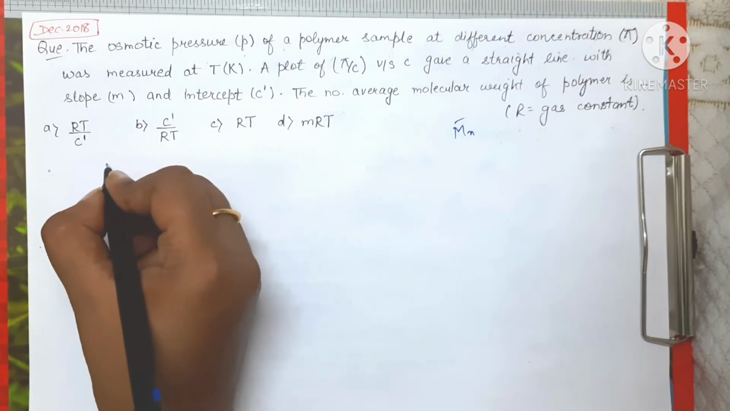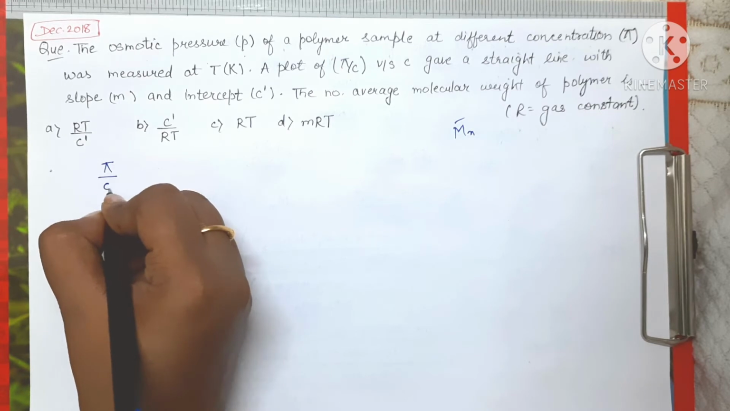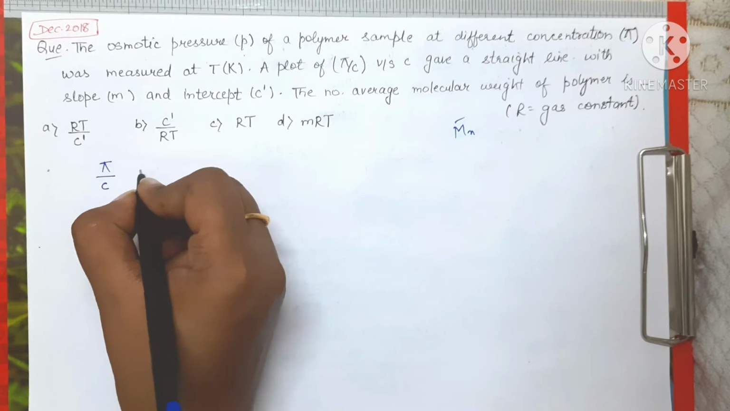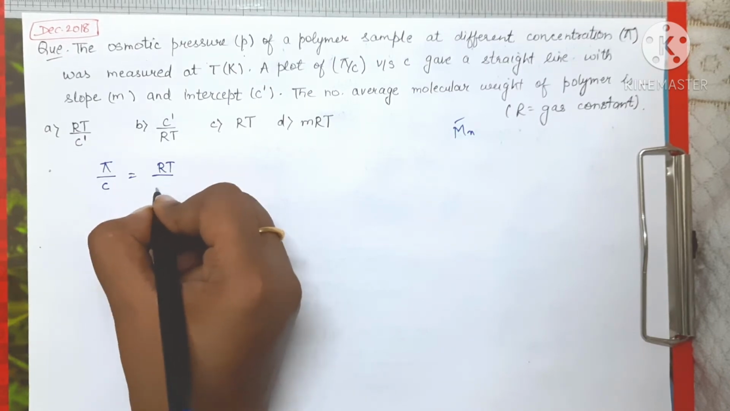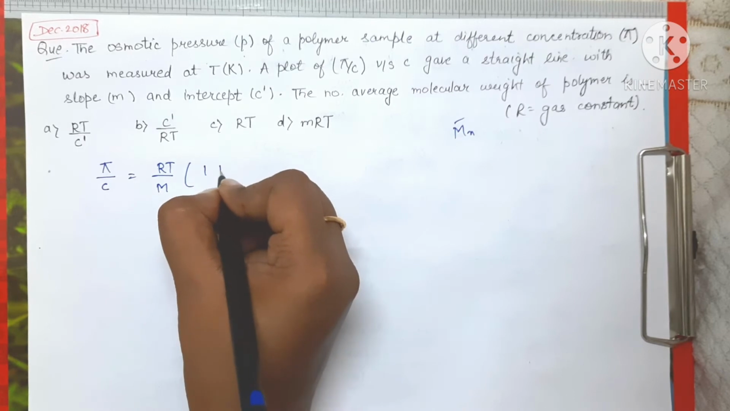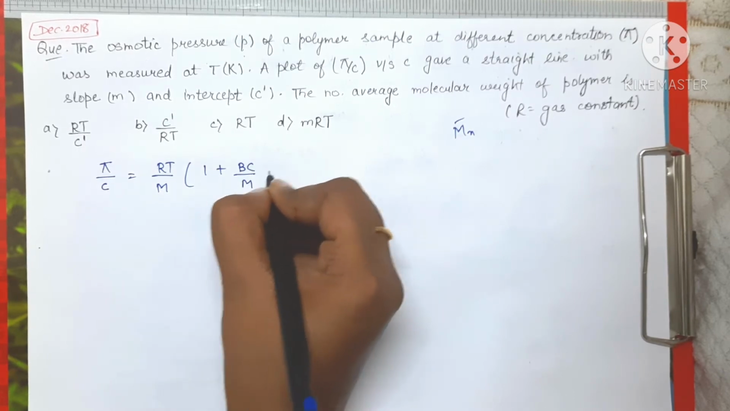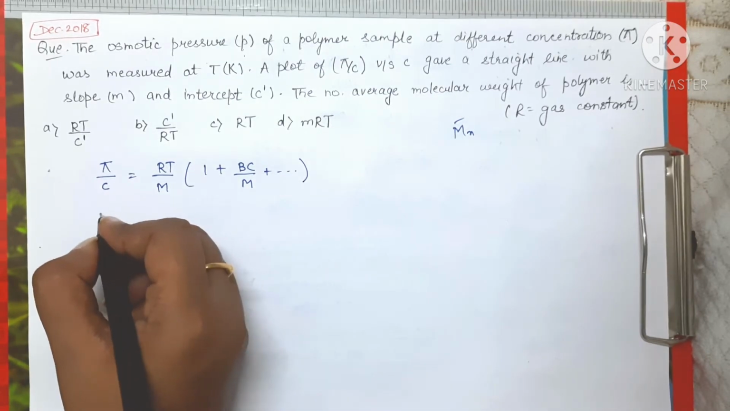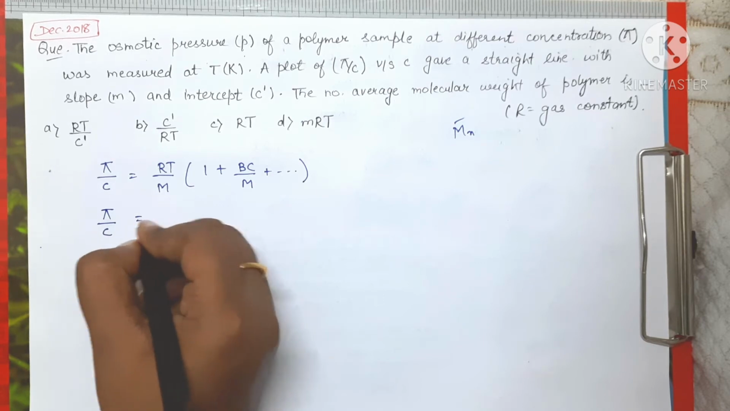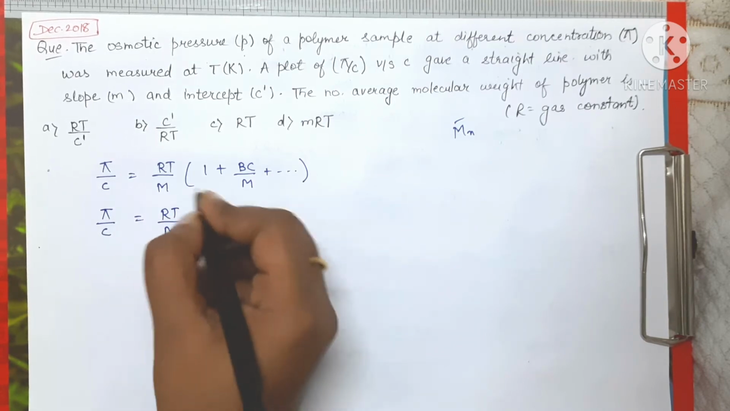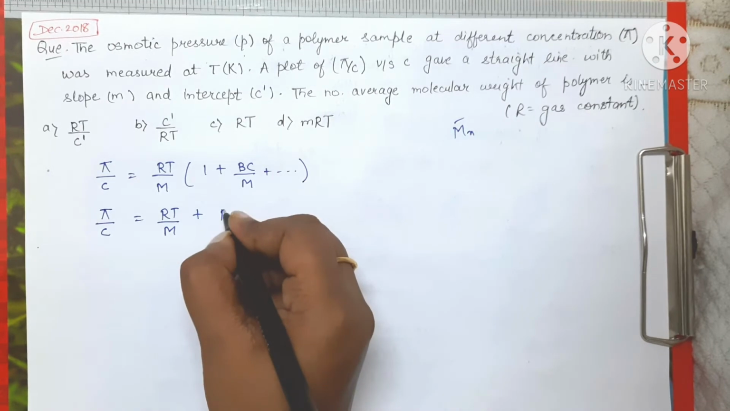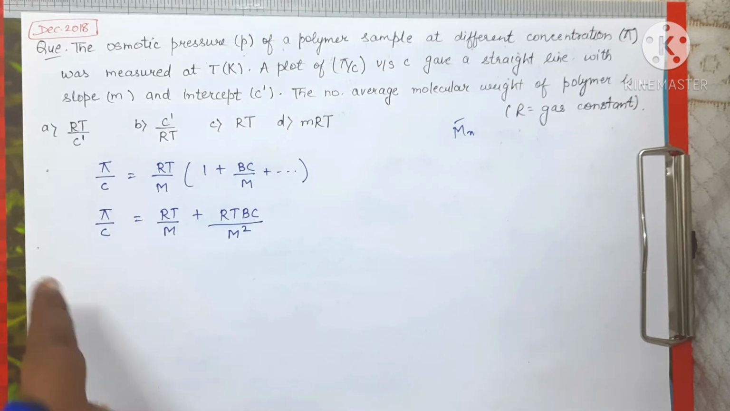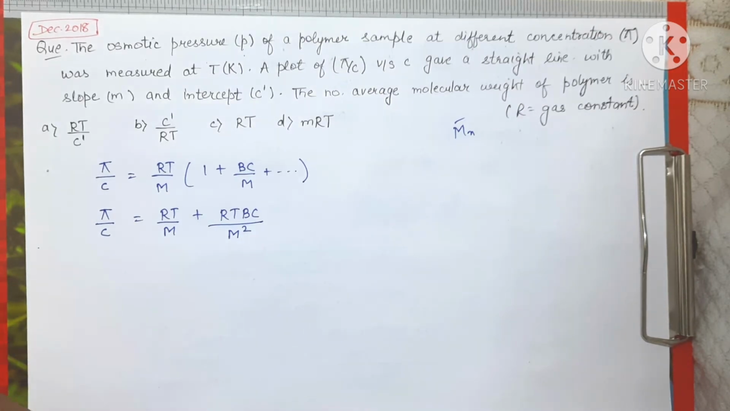So we have already studied this equation in the polymer chemistry videos, that π/c equals RT upon M into 1 plus BC by M plus so on. The remaining terms we neglect here. So from here what we get is π/c equals RT by M, and if we open the bracket, then we get RTBC by M square. This is what we get.